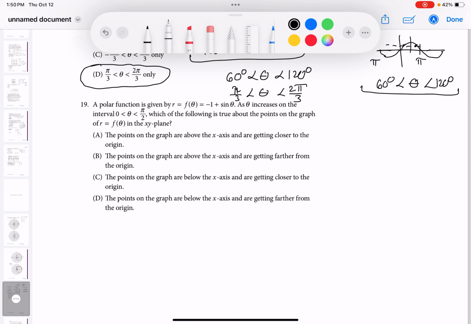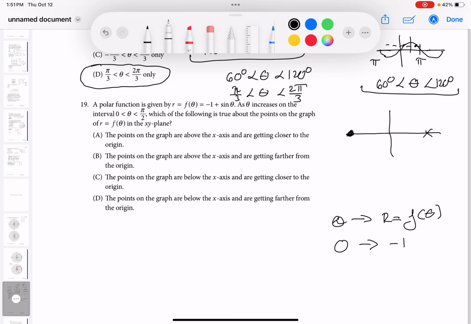All right, let's look at this one. I think it's number 19, and it says a polar function is given by this, and asks what happens as theta increases on the interval between 0 and pi over 2. I'm going to look at what happens. I'm going to start with theta and go to r, where r is a function of theta. We'll start at 0. At 0, what do you get? You get minus 1. What does it mean? You go to the angle, which is 0, but you go in the opposite direction. So it's over here. That's where it's starting.